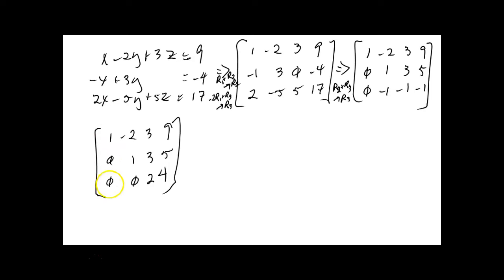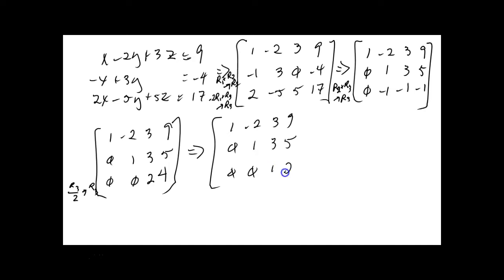You got a 1 here, 0s below, 1 there, 0 below. We want that to be a 1. Simplest thing to do, divide by 2. So row 3 divided by 2 is the new row 3. This then becomes the equivalent matrix 1, negative 2, 3, 9, 0, 1, 3, 5, and 0, 0, 1, 2.